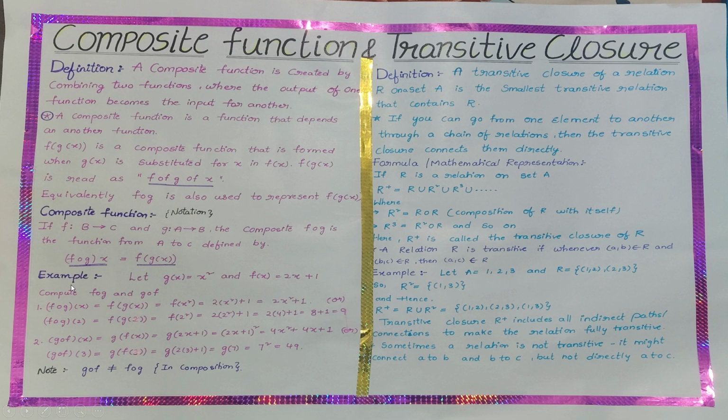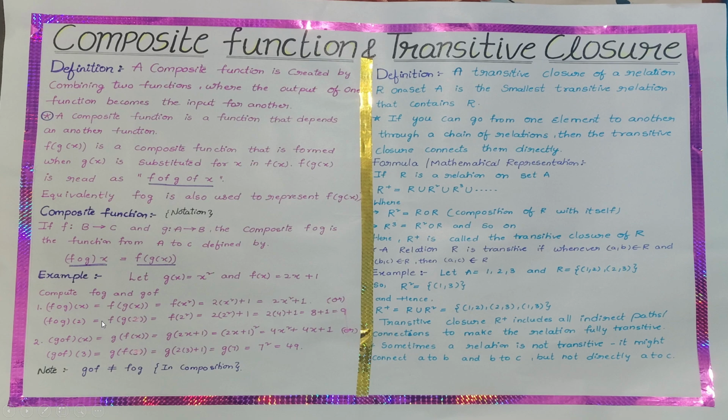Here we can see one example. Let g of x equals x square and f of x equals 2x plus 1. F of g of x. First of all, we should replace the x value with g of x. What is g of x? X square. X square is replaced here with g of x. Again, this x square will be substituted in the f of x function, that is 2x plus 1. Here in this x place, the x square is replaced. That's why the equation became 2x square plus 1.